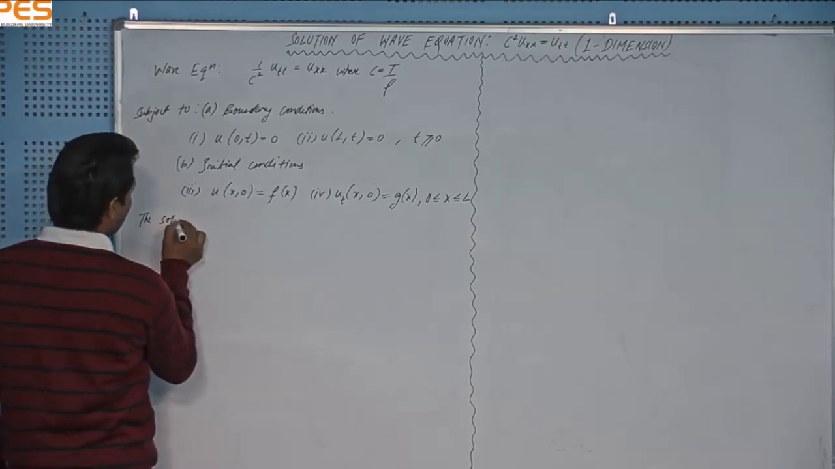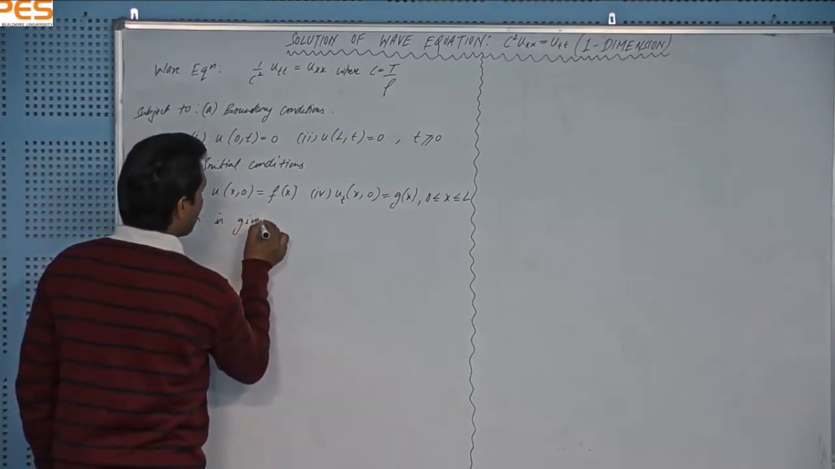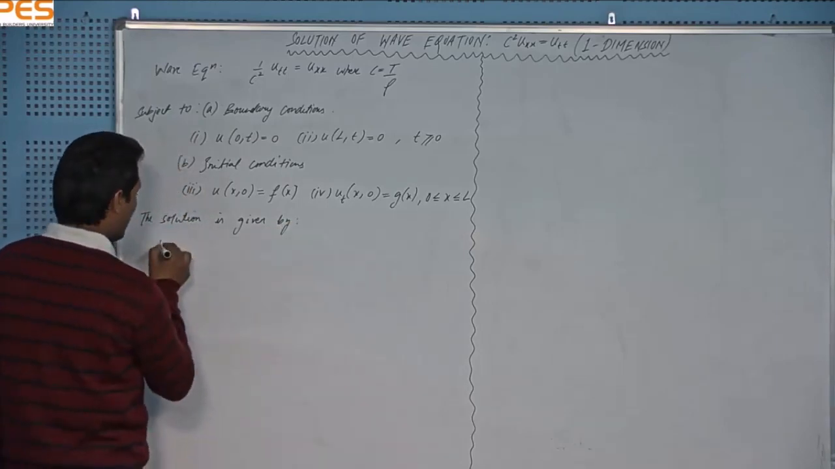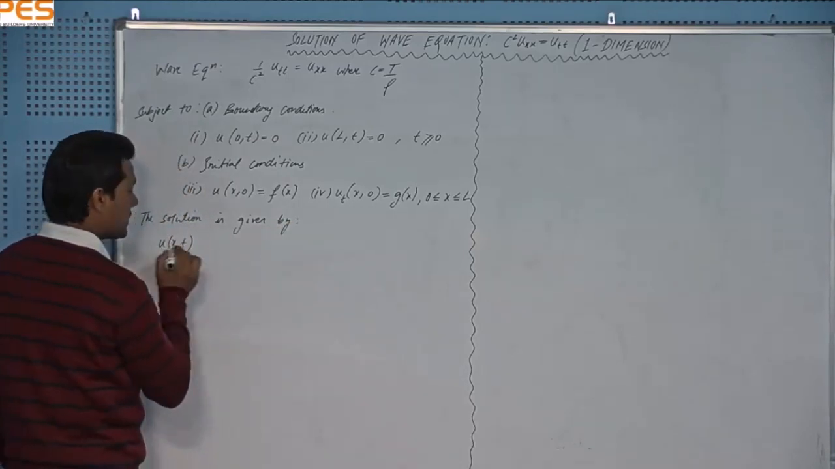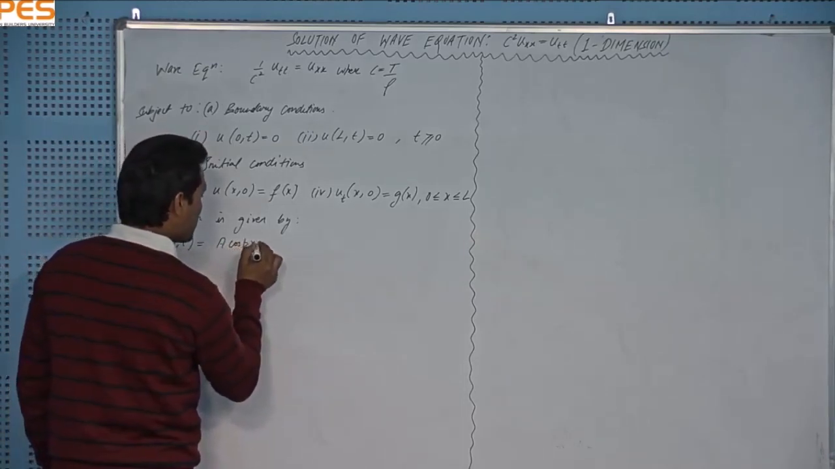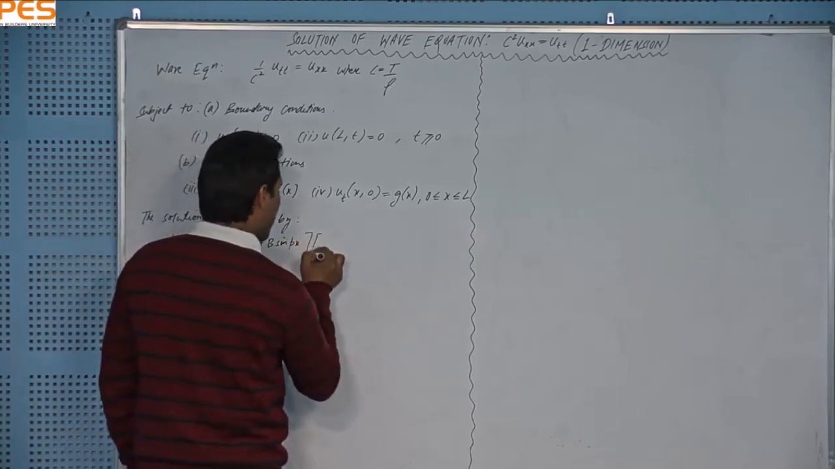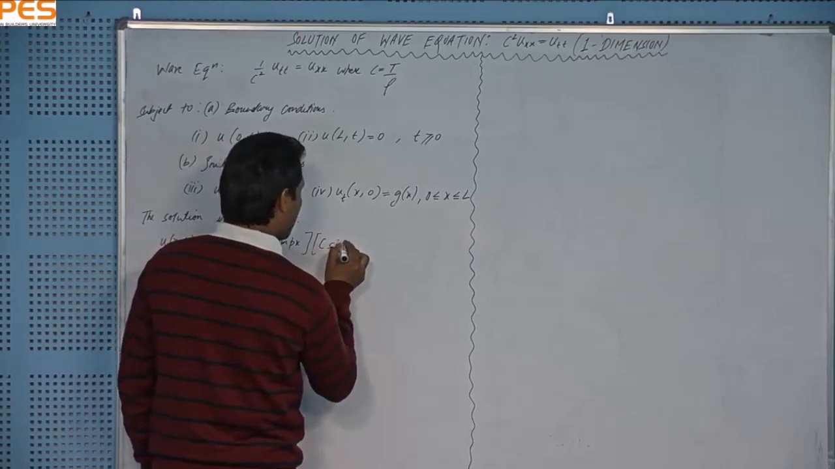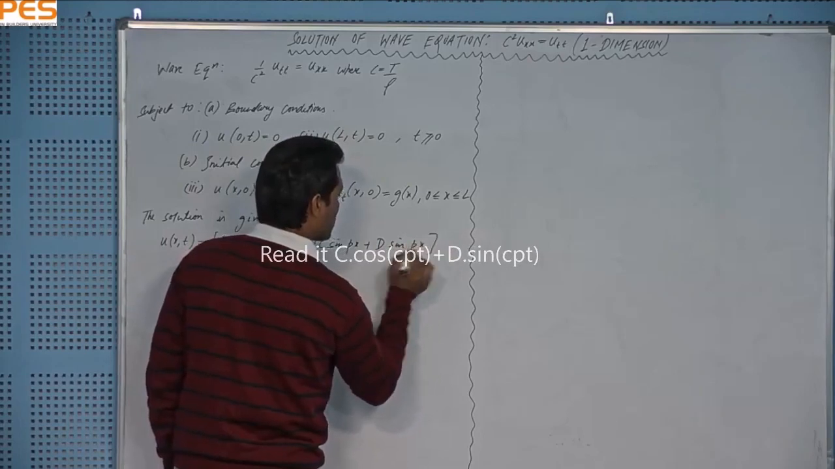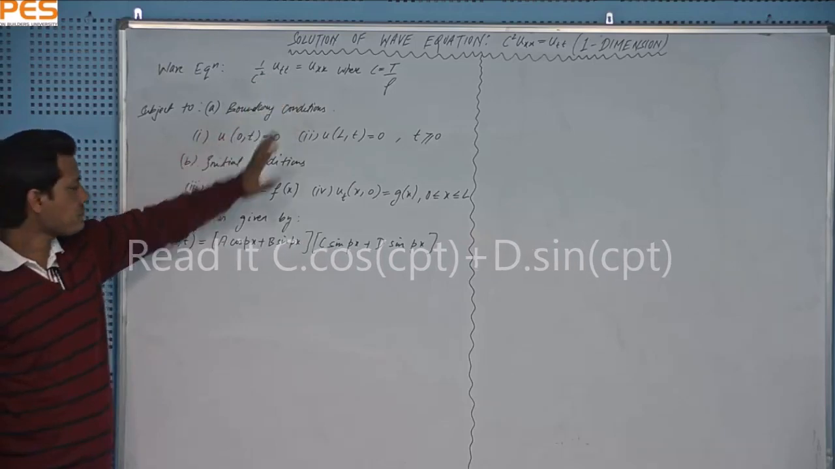The solution is given by, I am writing the solution directly, u(x, t) = (A cos px + B sin px)(C cos pct + D sin pct). That was the solution for this wave equation.